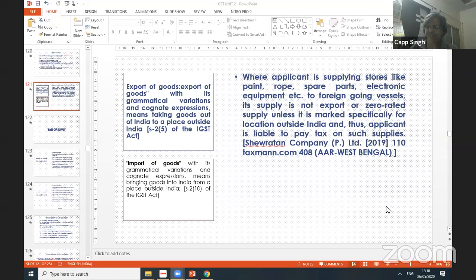So on a single pan, if exempt supply, nil rated supply, taxable supply, export turnover, all these we aggregate, then it will be called aggregate turnover. I hope I am clear.